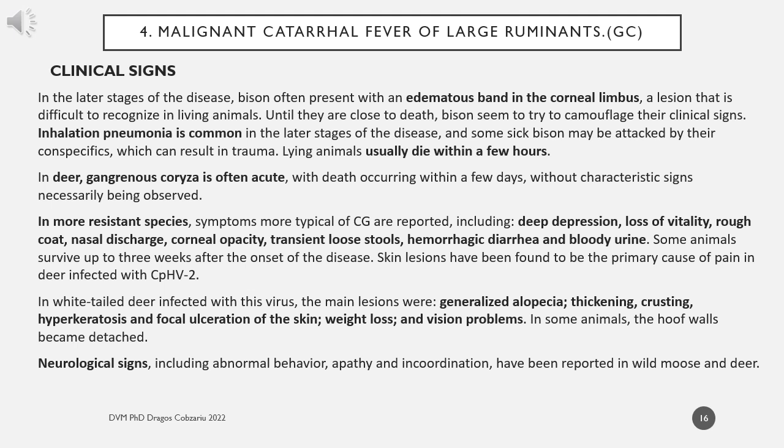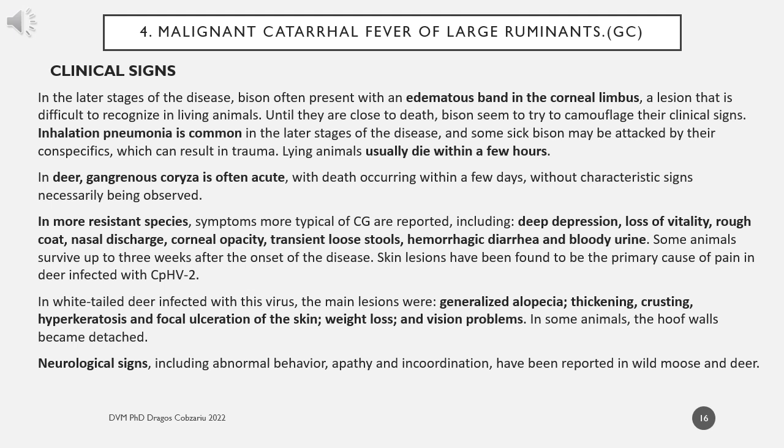In more resistant species, symptoms more typical of CG are reported, including deep depression, loss of vitality, rough coat, nasal discharge, corneal opacity, transient loose stools, hemorrhagic diarrhea and bloody urine. Some animals survive up to 3 weeks after the onset of the disease. Skin lesions have been found to be the primary cause of pain in deer infected with CPHV2.